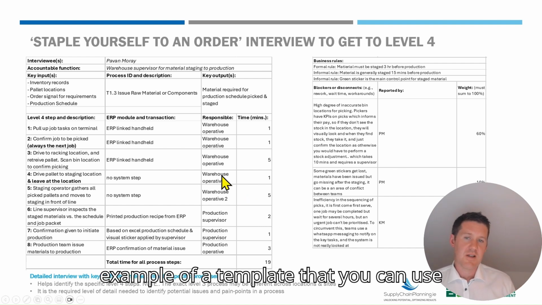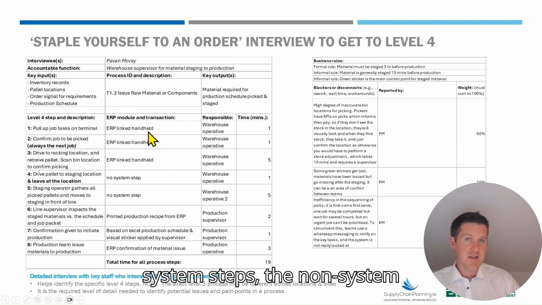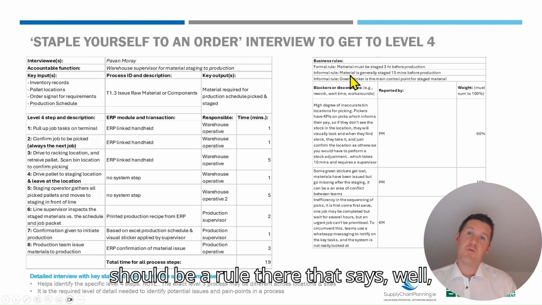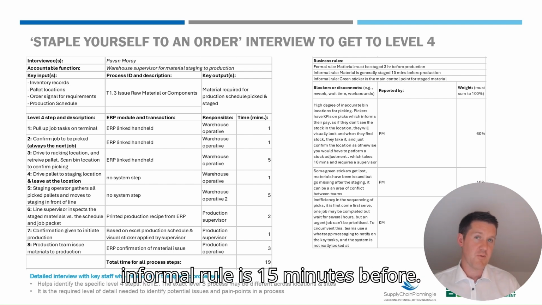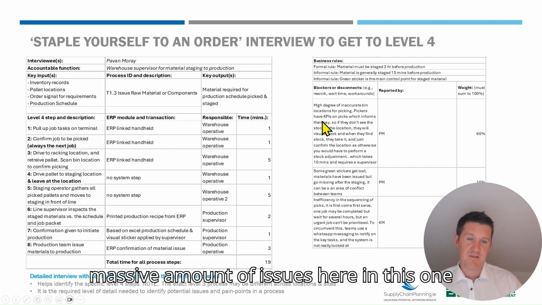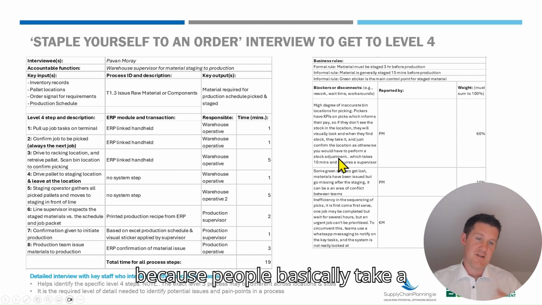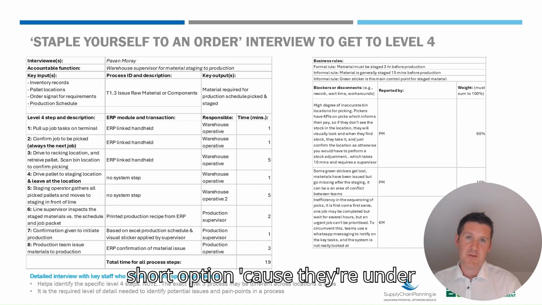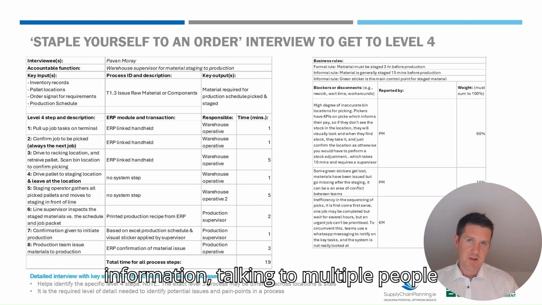And here it's a good example of a template that you can use and say, well, we're looking at this one process, and we can then see all the system steps, the non-system steps. We can see here, well, there should be a rule there that says, well, it's only 3 hours before production we're supposed to pick, but typically the informal rule is 15 minutes before. And actually, this person we were talking to is saying, well, look, there's a massive amount of issues here in this one area, and to spend a lot of time looking because people basically take a short option because they're under pressure. So capturing all that information, talking to multiple people about the process.